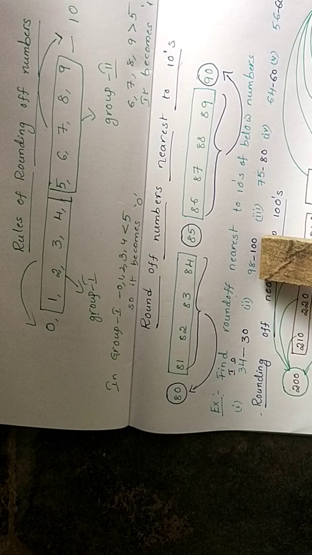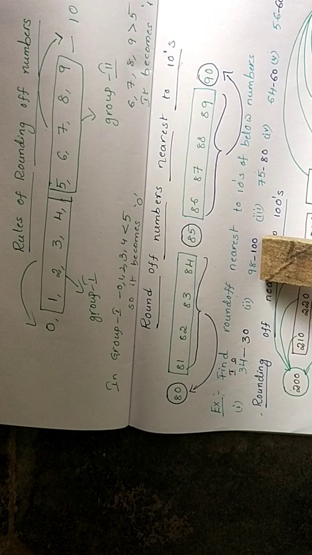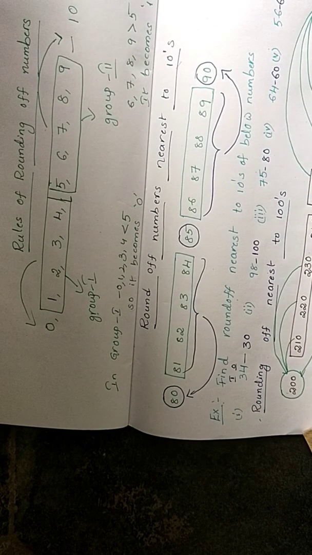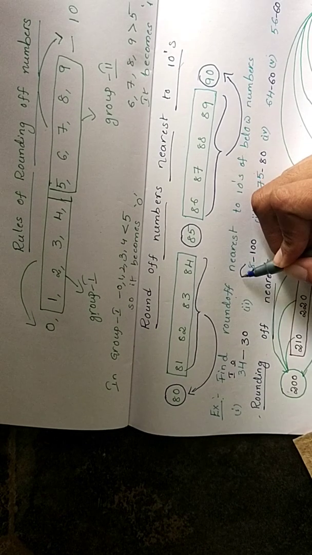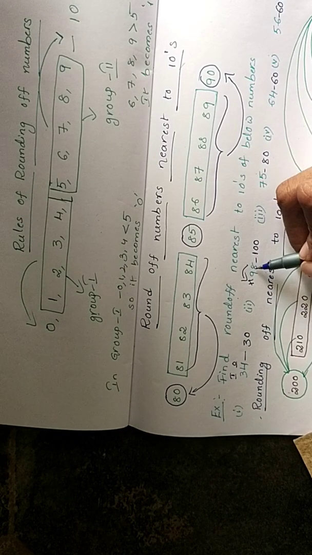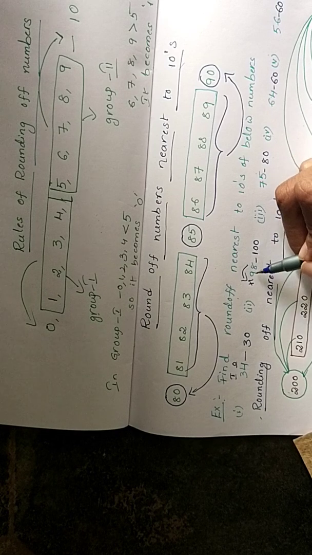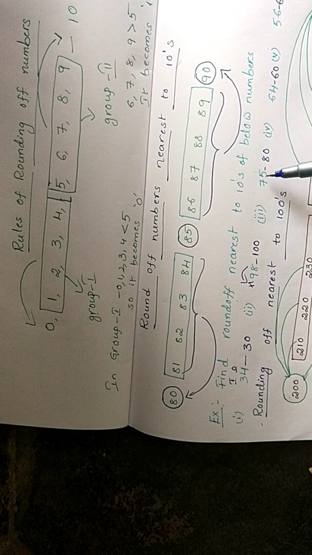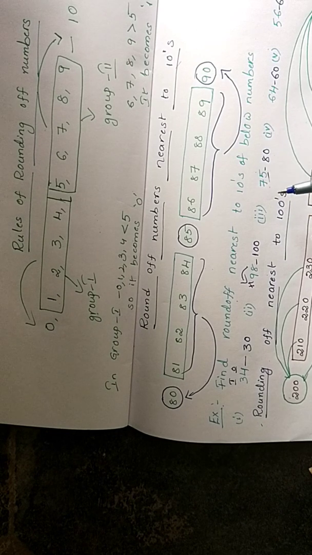Here also 98, ones and tens. In the ones place is 8. So 8 is greater than 5. So what do we do? Greater than 5 means we should add plus 1. 9 plus 1 makes 10, and 8 will also be 0. So 100. Next 75. In 75, 7 comes before 5. So 5 is also greater than or equal to 5, so 75 is nearer to 80.